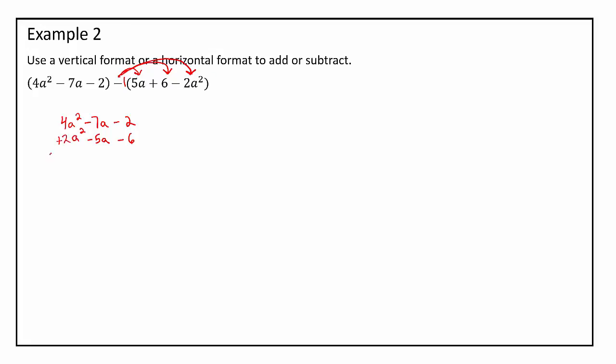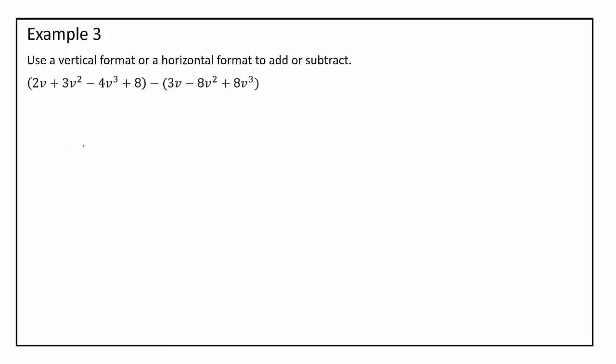When I write this out, I should see that each of these three things have a different sign than what they started with. And then I just go through and add. And since there's no carrying here, I actually could add from left to right if I wanted to, instead of from right to left like we're used to doing. So my answer is 6a squared minus 12a minus 8.